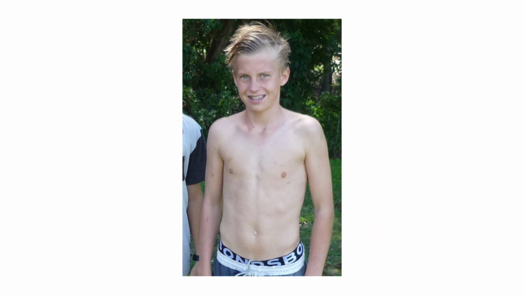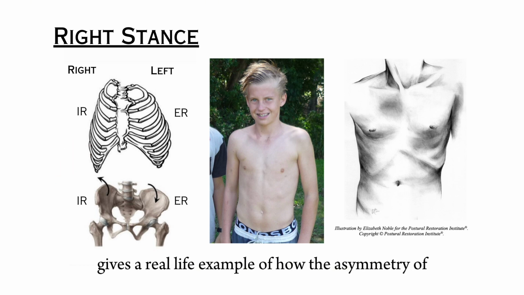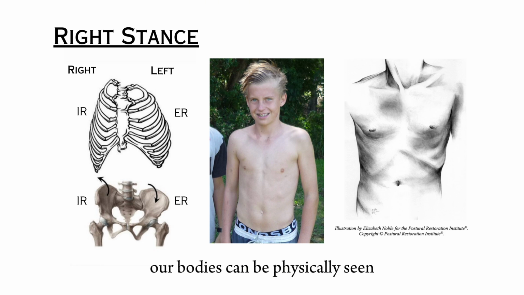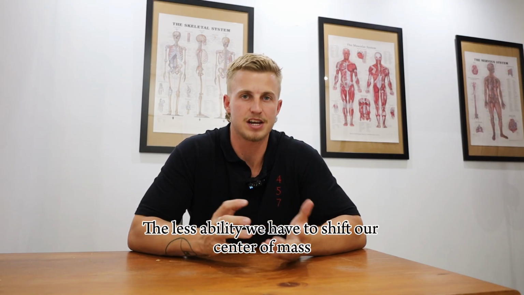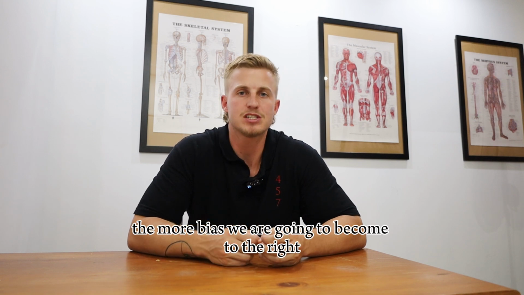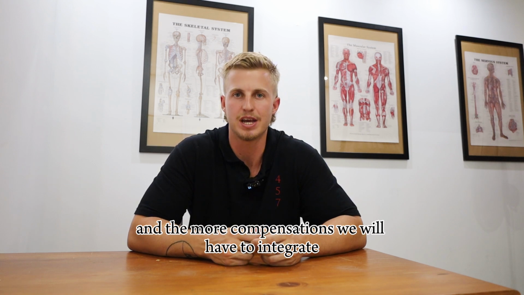Now we can tie this into the photo I was showing before. My flared left rib cage is showing external rotation, and the better development of my right abdominal wall shows internal rotation. I believe showing this photo of myself gives a real life example of how the asymmetry of our bodies can be physically seen within someone's posture and how quickly this bias to the right sets in. The less ability we have to shift our center of mass, the more bias we are going to become to the right, and the more compensations we will have to integrate.